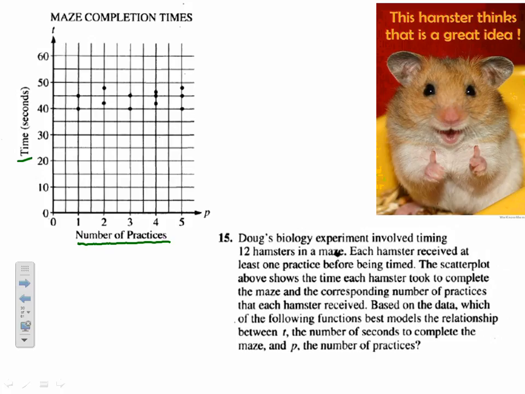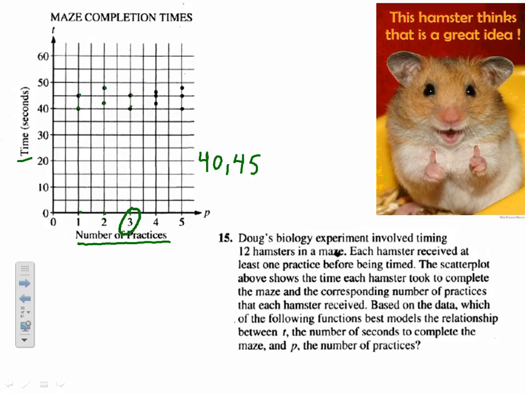So if we look at the hamsters who practice one time, we see that their time through the maze is 40 for one of them and 45 for the other one. And then for the hamsters who had two practices, their times were a little bit above 40 and between 45 and 50. And then for the hamsters who had three practices, their times were 40 seconds and 45 seconds.